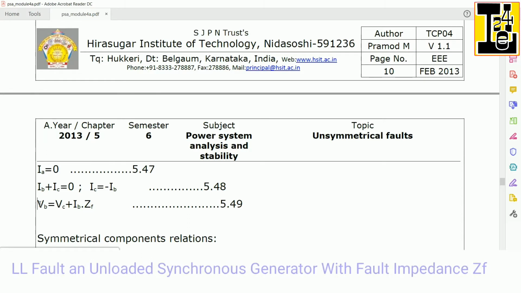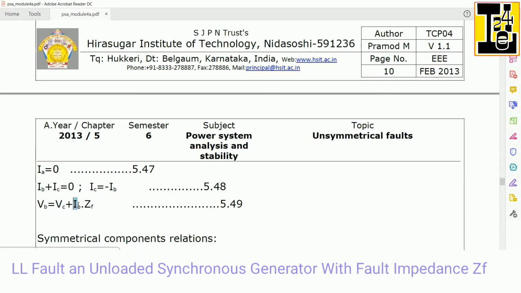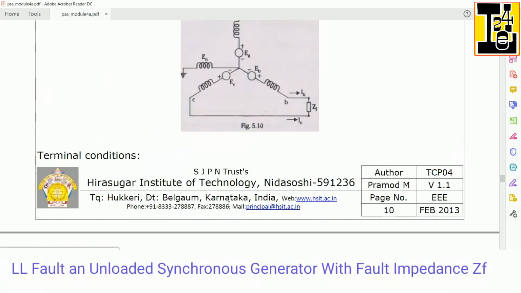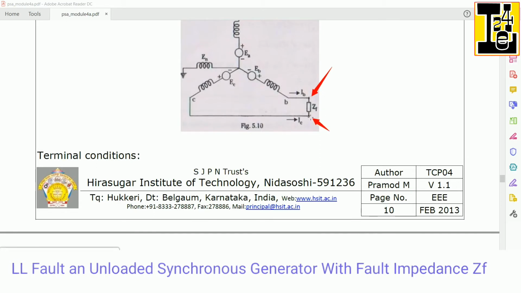We can also write the phase voltage VB is equal to the phase voltage VC plus the drop which is taking place in the fault impedance ZF. So VB is equal to VC plus IB ZF. You can observe here the voltage at this phase VB is equal to the voltage at VC and the drop which is taking place in this fault impedance.